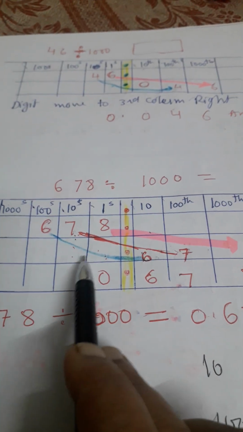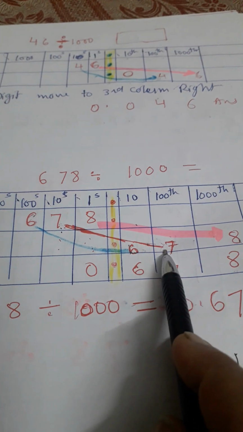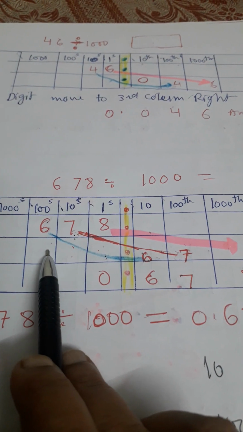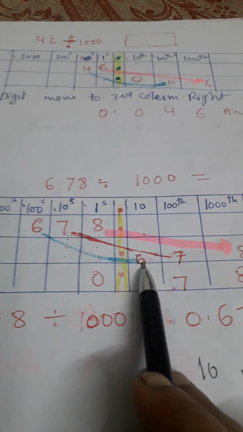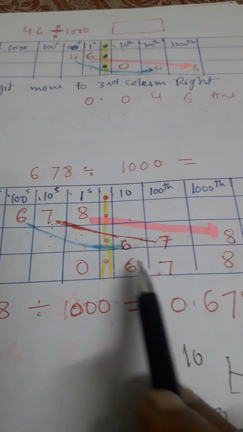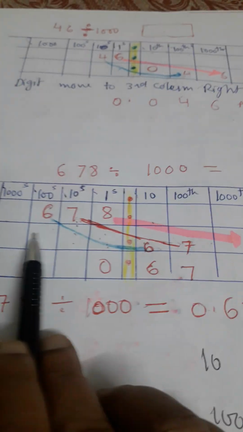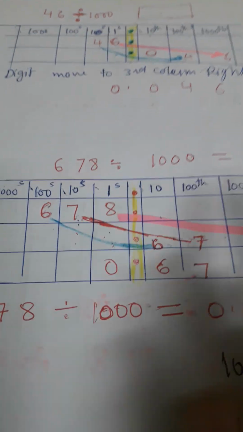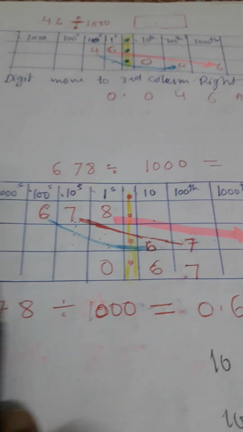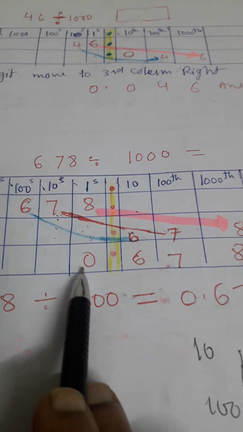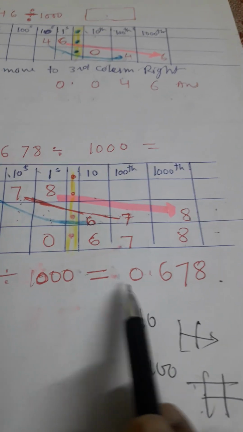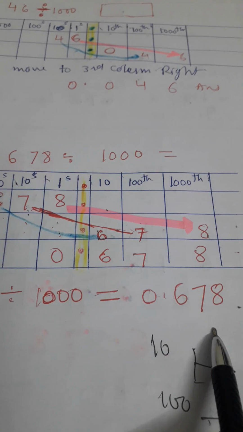This 7 is here, 1, 2 and third column 7 will come. This 6 is in this column and it is jumping to the first, second and third. So here it will be 0.678. Now there is no number here because they all shifted beyond this. Okay, they are coming into this side. There is no number here, so it will be 0 now. So when 678 is divided by 1000, it will become 0.678.